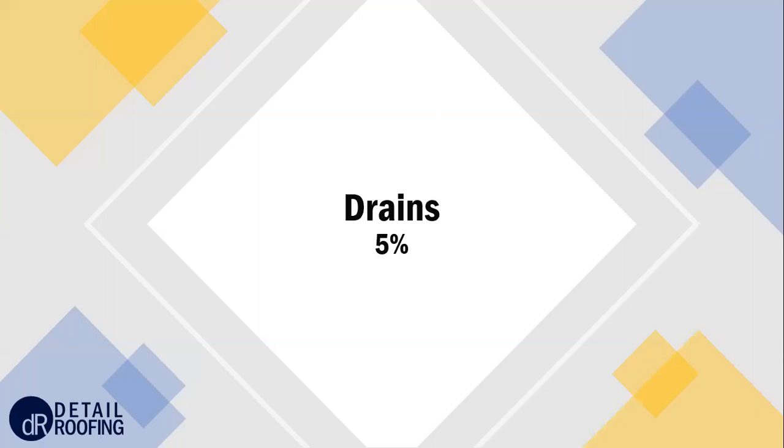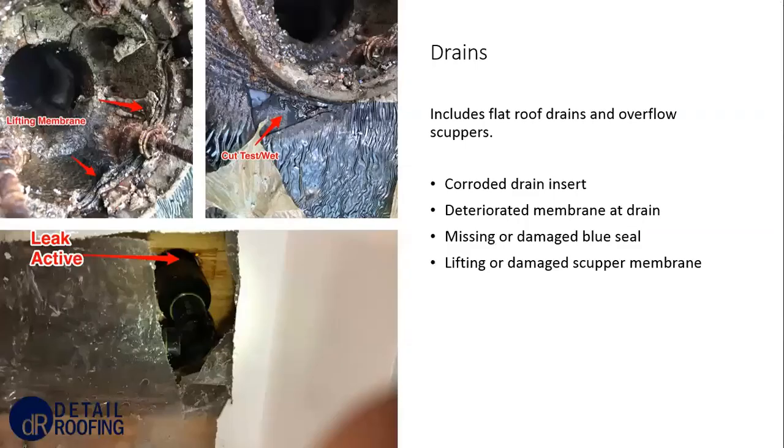So similar to the roof penetrations would be any drains, whether they are flat roof drains or overflow scupper drains that we commonly see on flat roof townhomes. So common issues that we see here are corrosion occurring at the drain insert or specifically at the bolts, any deteriorated membrane around where the drain is roofed in, missing or damaged blue seal that goes inside the drain insert, or lifting and damaged membrane at the scupper overflow drain.